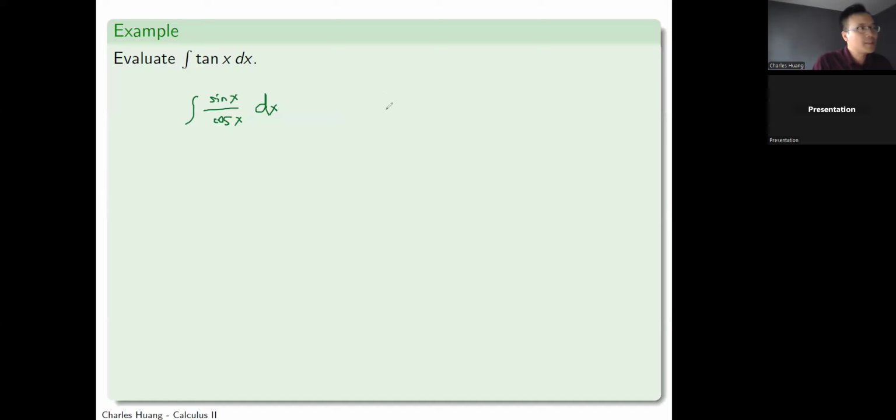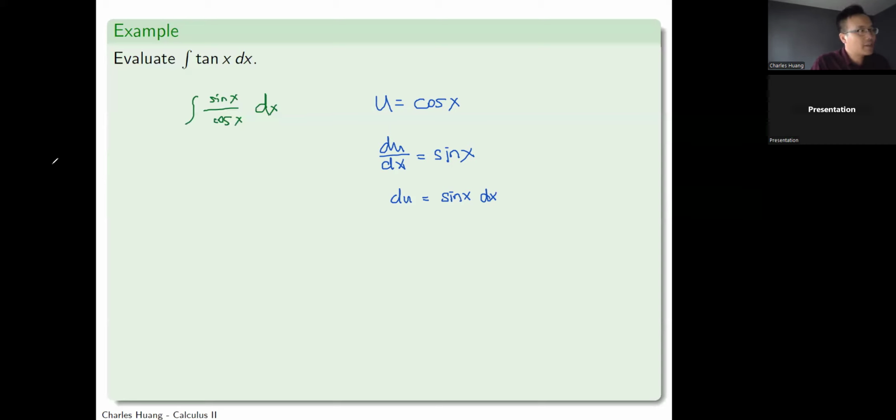Let me use a different color. u is equal to cos x, right? du/dx. I like to write du/dx because it helps me see where the differential comes from. So that gives you sine x. So du is equal to sine x dx. And we can solve for dx because the goal is to substitute back in.